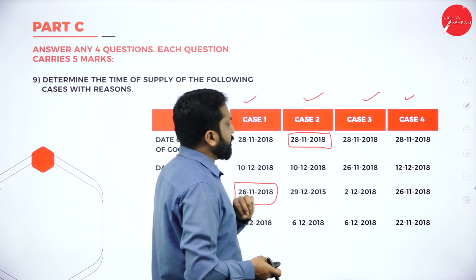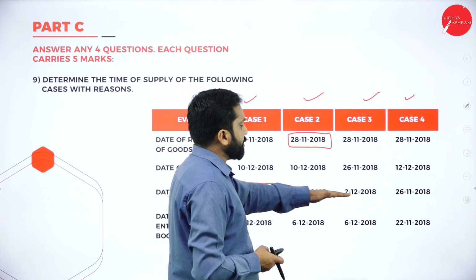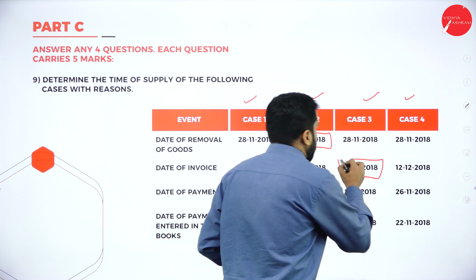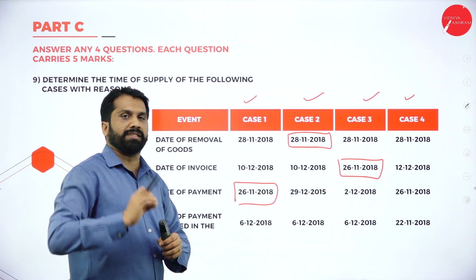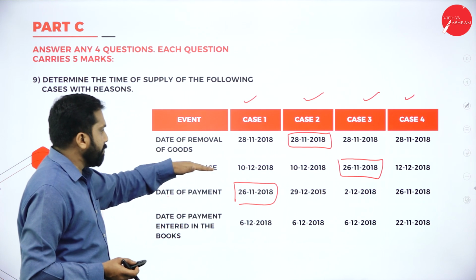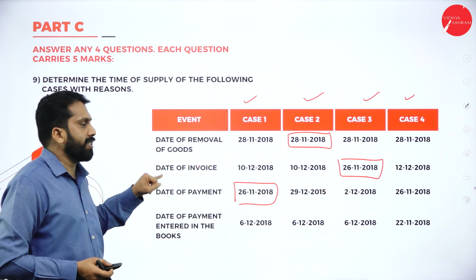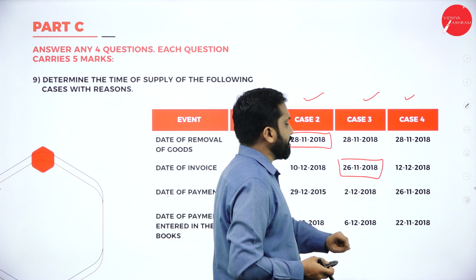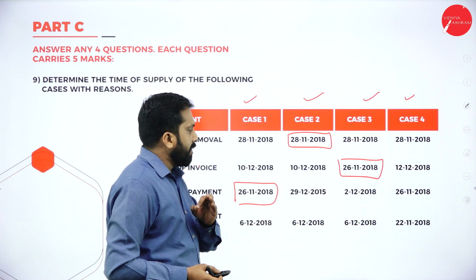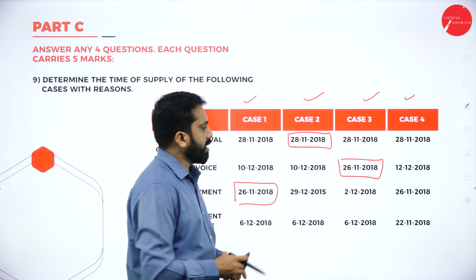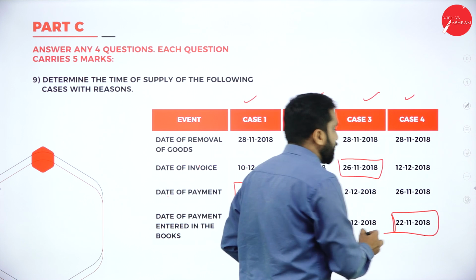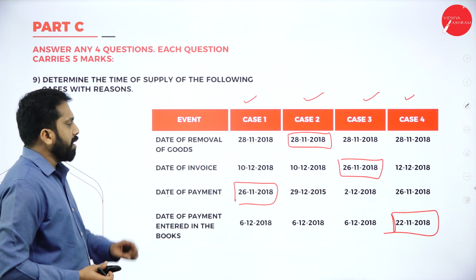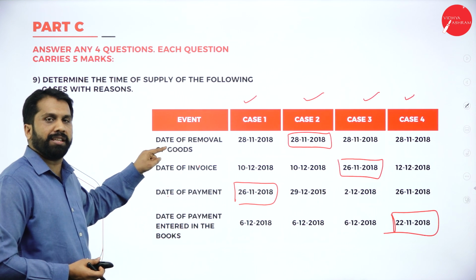Now, in the third case: 28th November, 26th, 2nd December and 6th December. Now, 26th November we call the earliest date. What is the reason? In the same row, you will get date of invoice. Next, the last case: 28th November, 12th December, 26th November and 22nd November. As per this, which is the earliest date? Yes, 22nd November is the earliest date. Easiest thing to score 5 marks. Now, you have to mention the date and you have to mention the reason also.